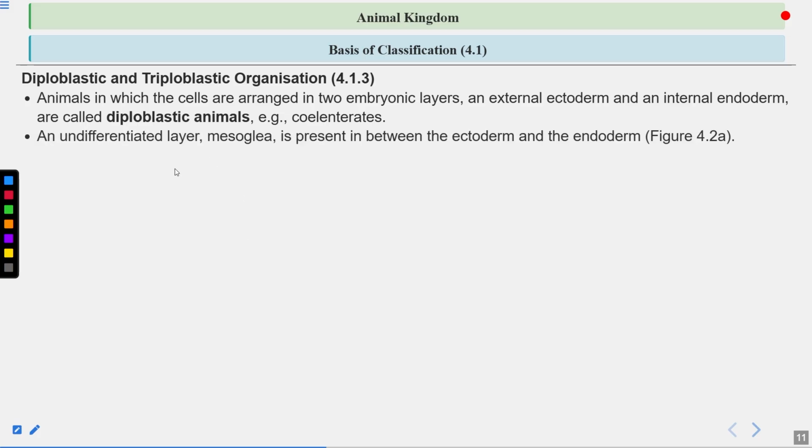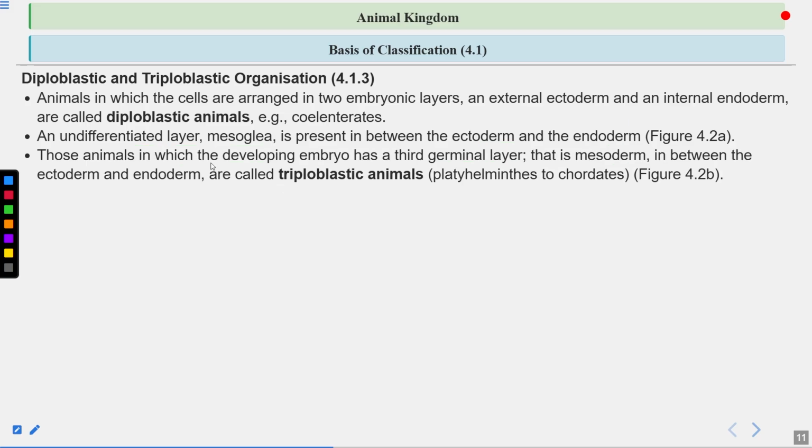So it is an undifferentiated layer, mesoglea. You cannot see the 'derm' term here, like in the case of ectoderm, where 'derm' is coming out, and in the case of endoderm also. So what does this show? Dermis means cellular layer. Ecto means outer side, endo means inner side. So the mesoglea is not a cellular layer.